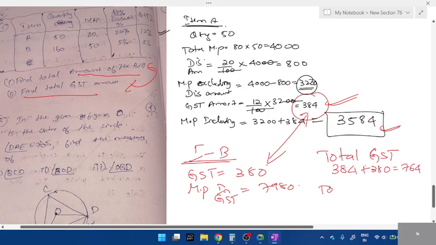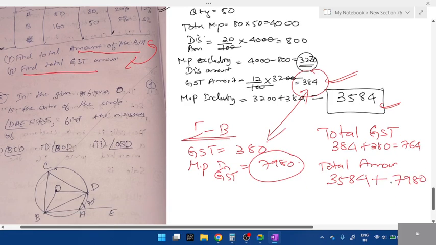Okay, total amount. What's the total bill or total amount? For Article A, you should take 3,584 plus, for Article B, what's the mark price including GST? So the total is, what's the total, students? Yes.